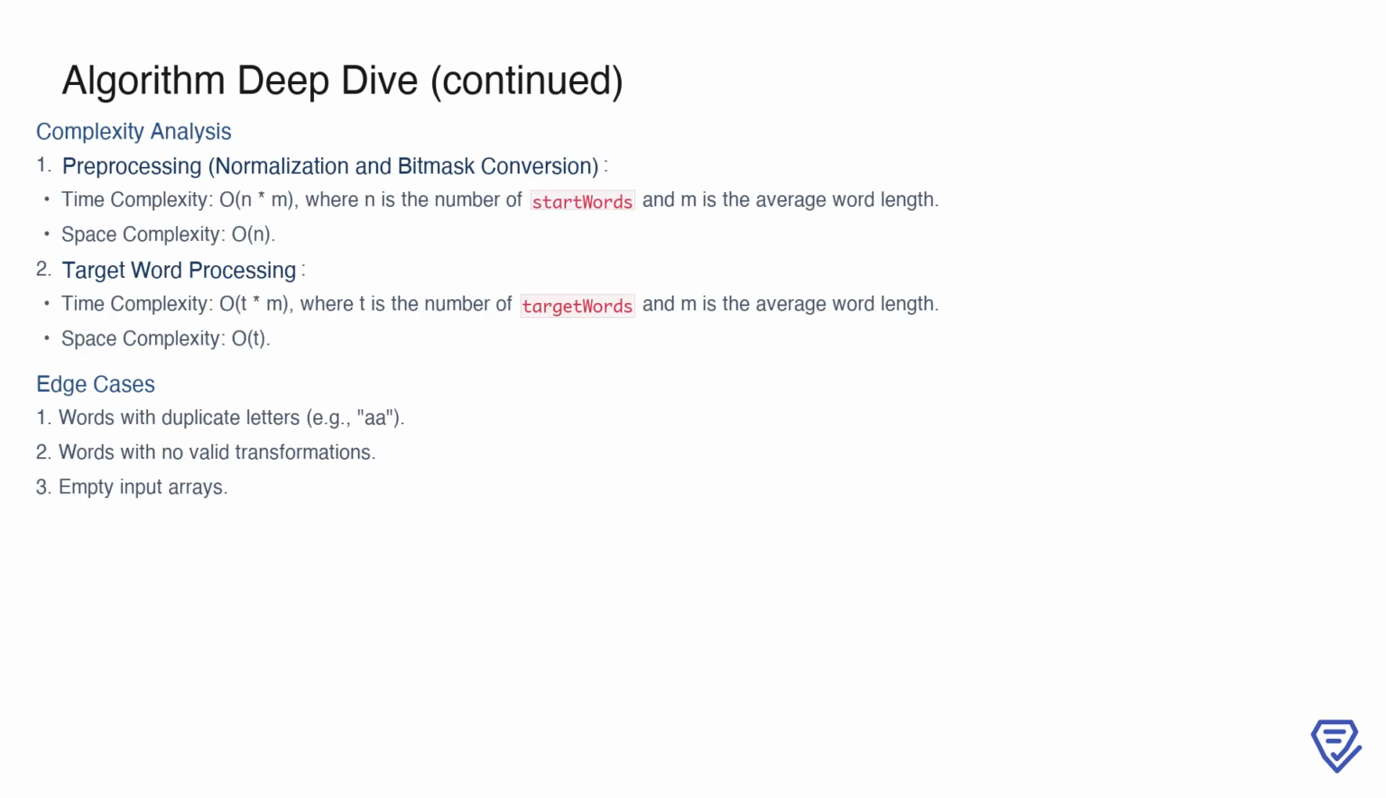The pre-processing step, which involves normalizing and converting the start words to bitmasks, has a time complexity of n*m, where n is the number of start words and m is the average length of each word. The space complexity here is n, as the hash set stores the bitmasks. For the target words, processing each word involves creating its bitmask and testing up to 26 transformations. This gives a time complexity of t*m, where t is the number of target words. The space complexity for this step is t, as we only process one word at a time.